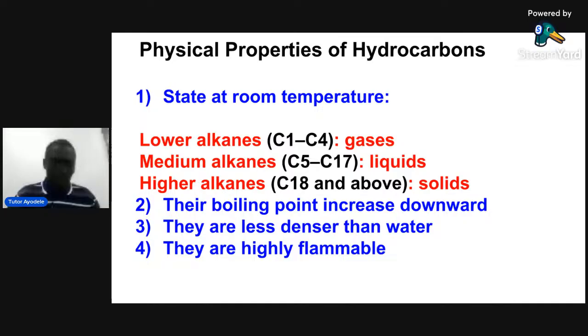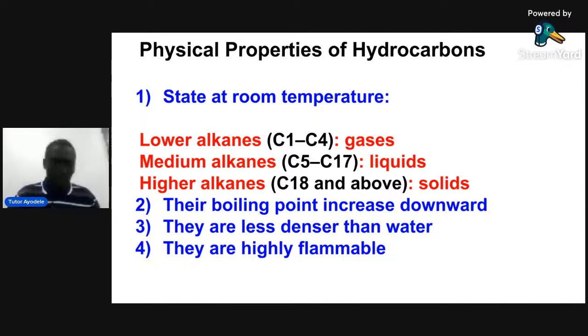At the beginning, you start seeing gas. Your petrol is majorly C8H18. Is it not a liquid? It's a liquid. Your kerosene, is it not a liquid? It's a liquid. As you are going down, we started from gas, next to liquid. Next, as you go further down, you will get to a point where you start seeing solid.